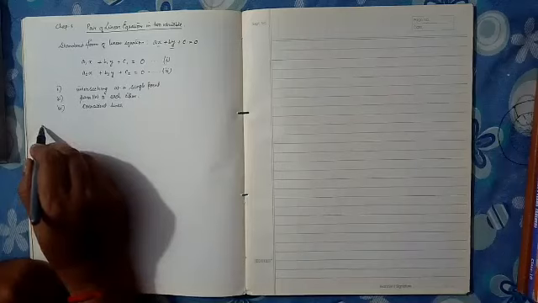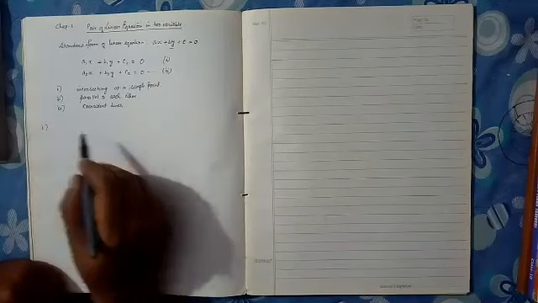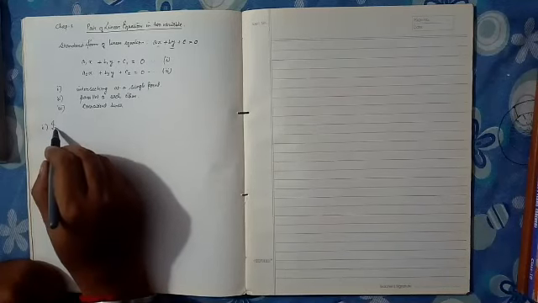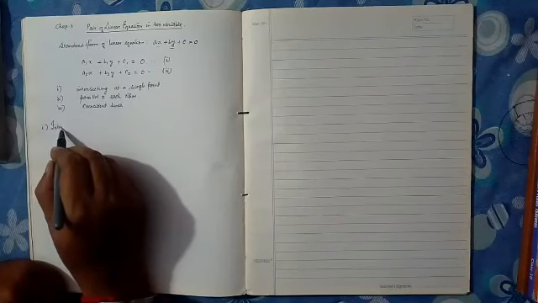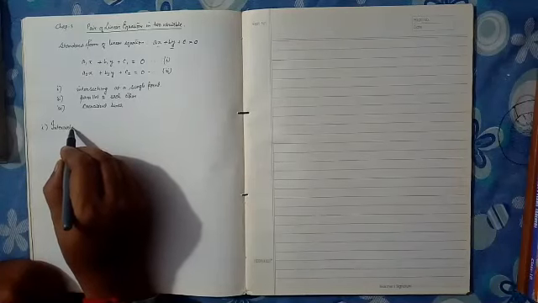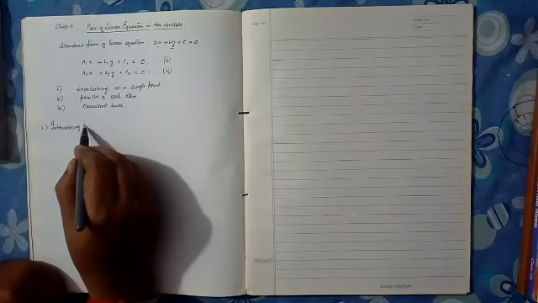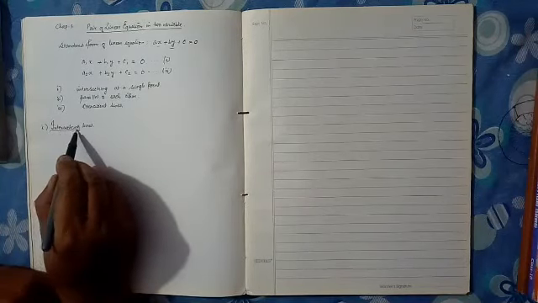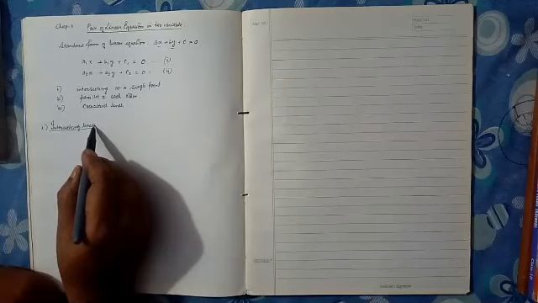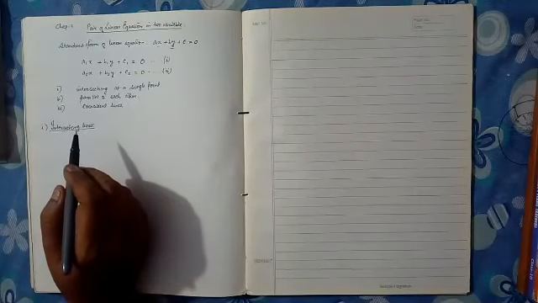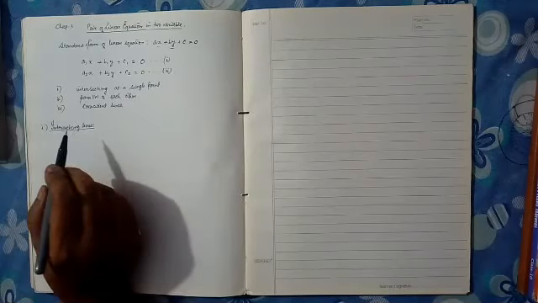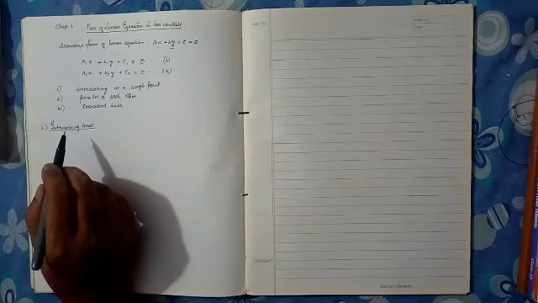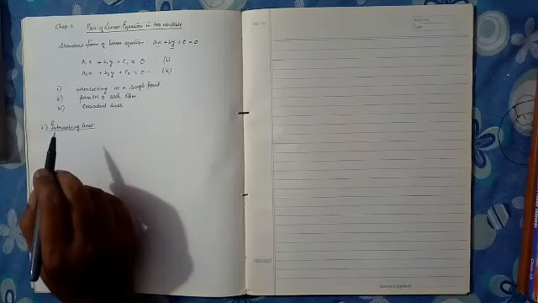Now number 1, two lines can be intersecting lines. First, we have to test the solvability of the lines. That is, before making the solution, we have to test whether the solution of those two lines exists or does not exist.